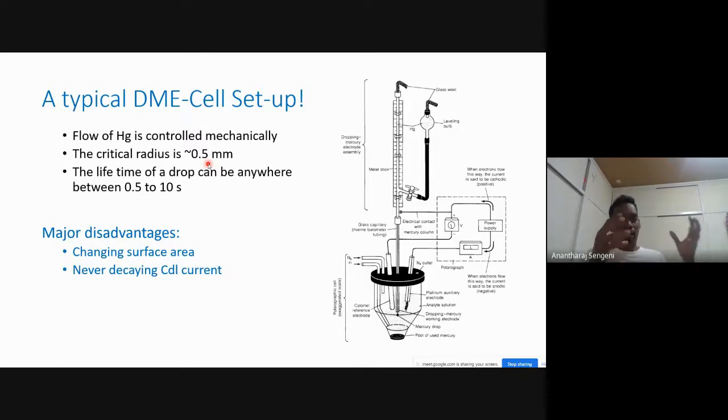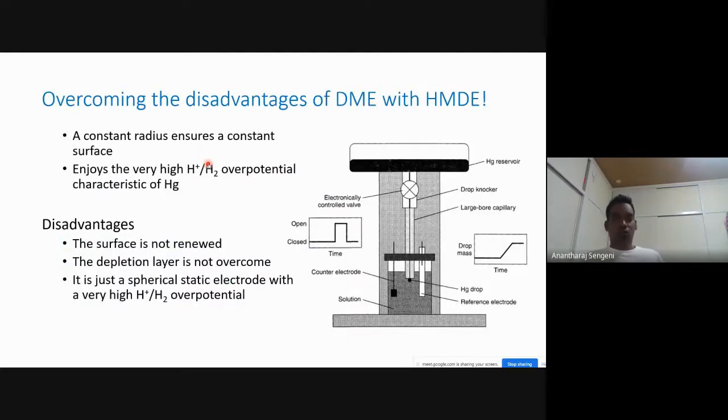So the continuous charging of the double layer is inevitable, and that will also impart a huge background current. So current correction is very important in electrochemical cells with a dropping mercury electrode. Okay, so to overcome these disadvantages, what people did was simply replace the DME with the HMDE.